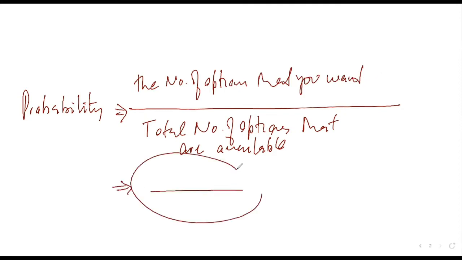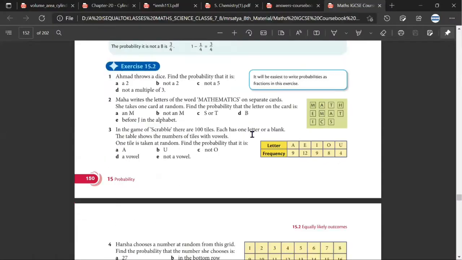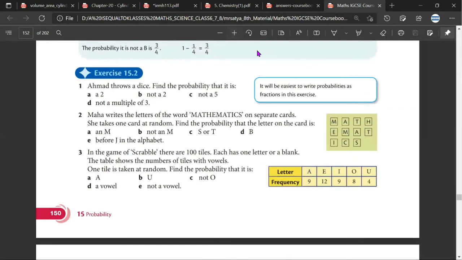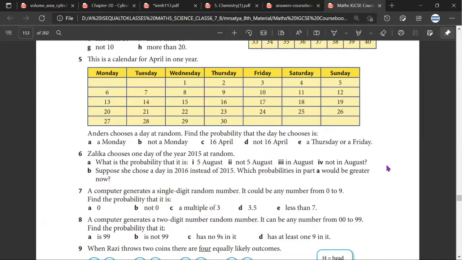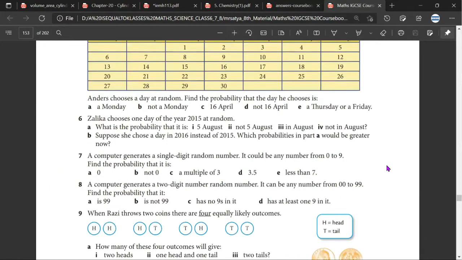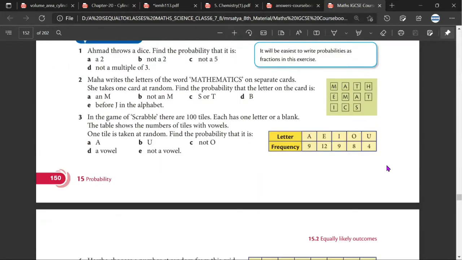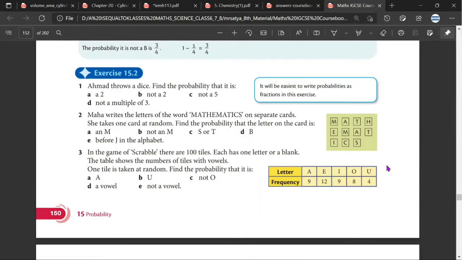Any doubt till here? No doubts. Now, Satya, I'll be solving a few questions, so don't worry, I'll be solving a lot of questions. By the end, I will try to solve all the 10 questions. But what you will have to do is, after this lecture, you will have to submit the homework again. Is it okay? Okay. So let's slowly go through the questions.